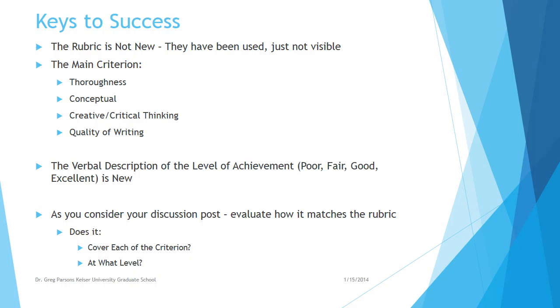So, as you are sitting down to write your discussion post, you should look at the rubric and make sure, as you're beginning to think of posting it, does it cover the criterion? Where does it rank in terms of thoroughness? Is it conceptual? Have you applied creative and critical thinking to it? What's the quality of the writing? And now you can use the specific descriptions of what's required at each level to evaluate your own work before you turn it in, before I get to see it.